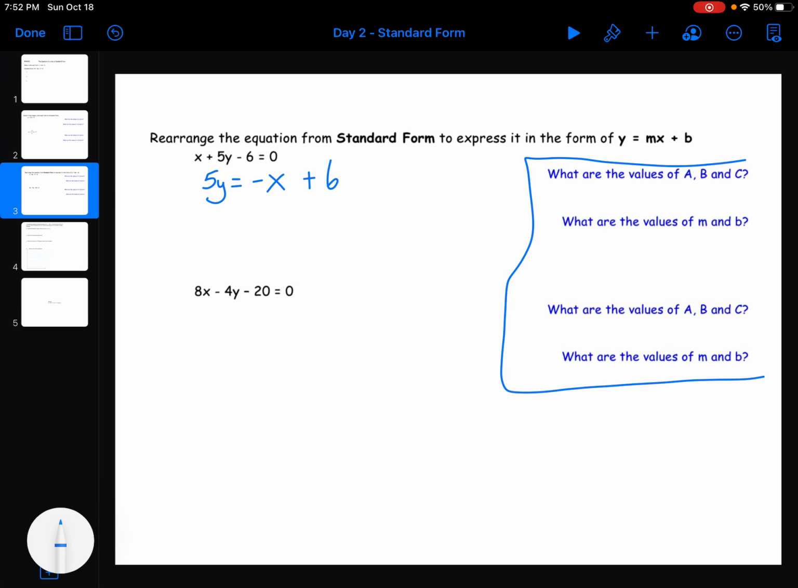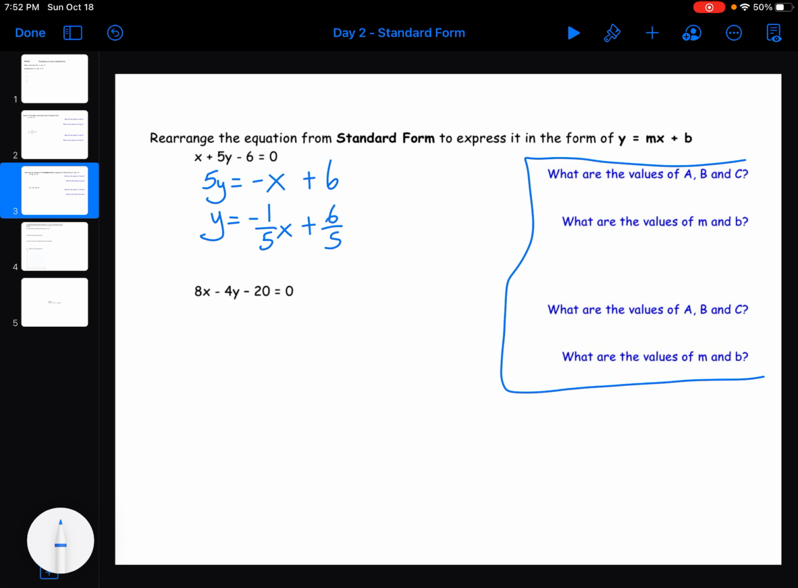Now I need to divide both of those by 5. So we're going to have y equals negative, and that really says negative 1, but we just didn't write it. So I'm going to have negative 1 over 5x plus 6 over 5, because I need to divide all of the terms by 5.